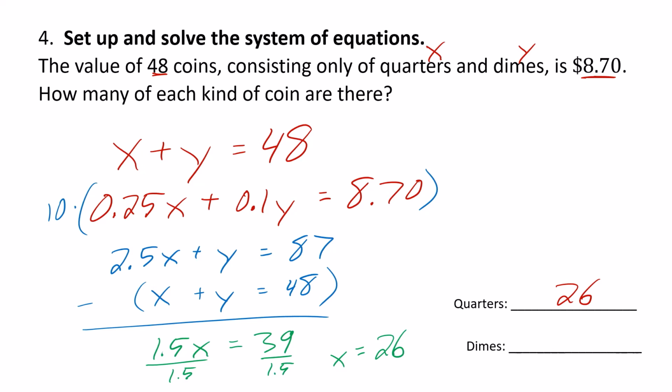And we can go back up to where it had the x plus y equaling 48, more than likely would be the easier to use, and just say, well, 26 plus y should equal 48. So really I just need to take away 26 from 48, and we get that there would be 22 left there. So I know my dimes, or the total number of dimes, would be 22.